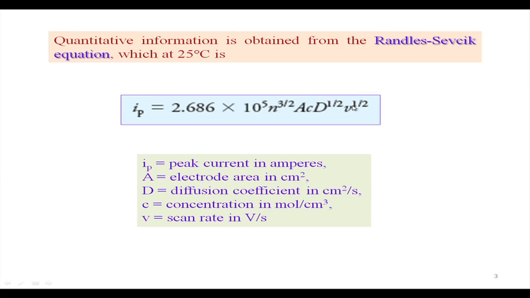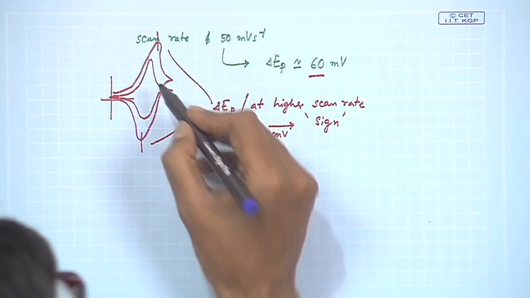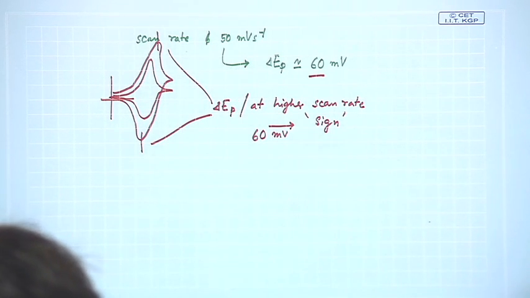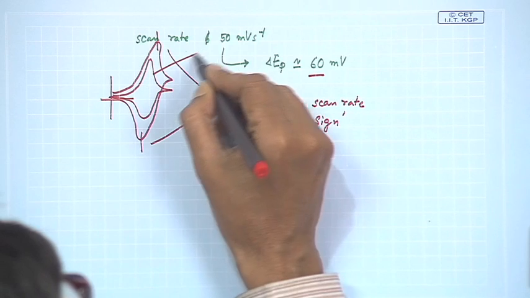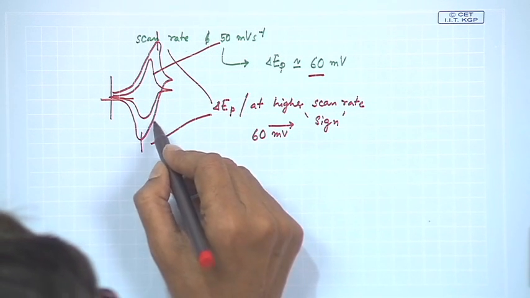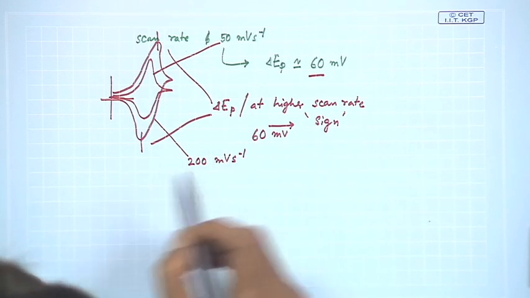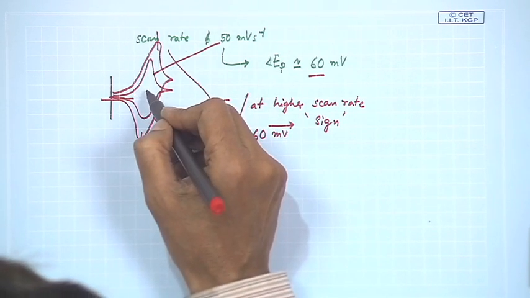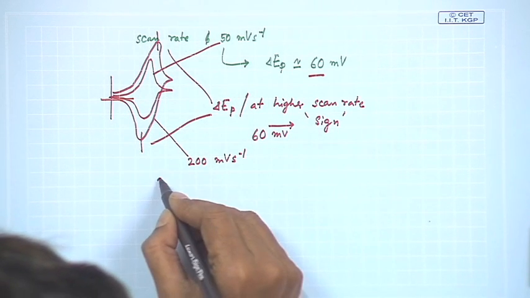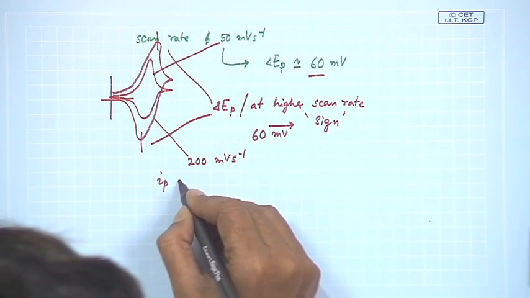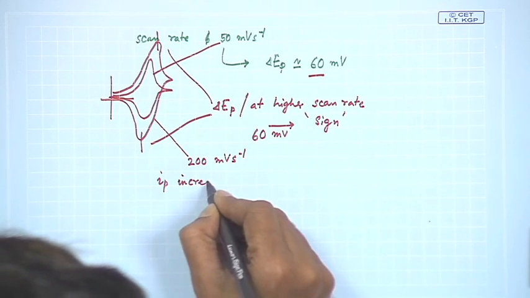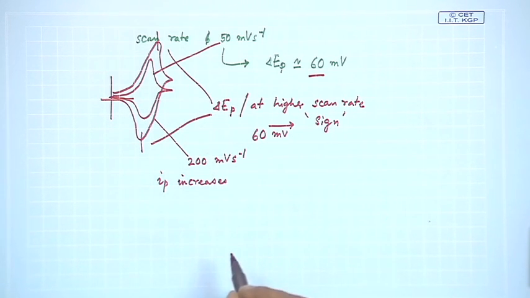So, when the scan rate is increasing, just now what we have seen is that your scan rate is increasing. The first one is for say 50 millivolt, and this one is for more than 50, say 200 millivolt per second. And in both these two cases, compared to this current, this other current is increasing. So, your peak current IP increases. That basically is being quantified for this case with your Randles-Sevcik equation.